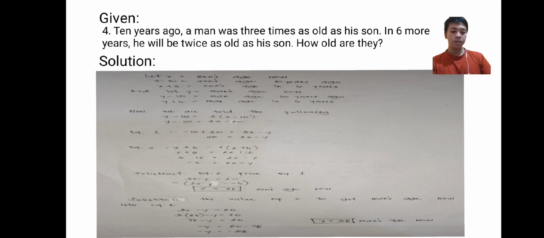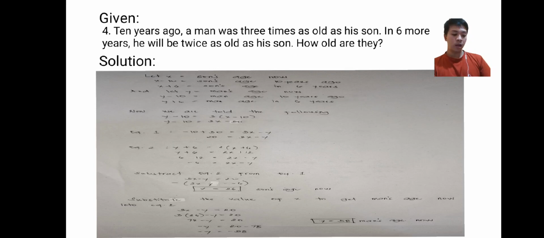So 6 minus 12 is equal to 2x minus y. Negative 6 minus 12 is equal to negative 6 equals 2x minus y. Subtract equation number 2 from equation number 1. So it will become 3x minus y is equal to 20, minus 2x minus y equals negative 6. So the final answer is x is equal to 26.